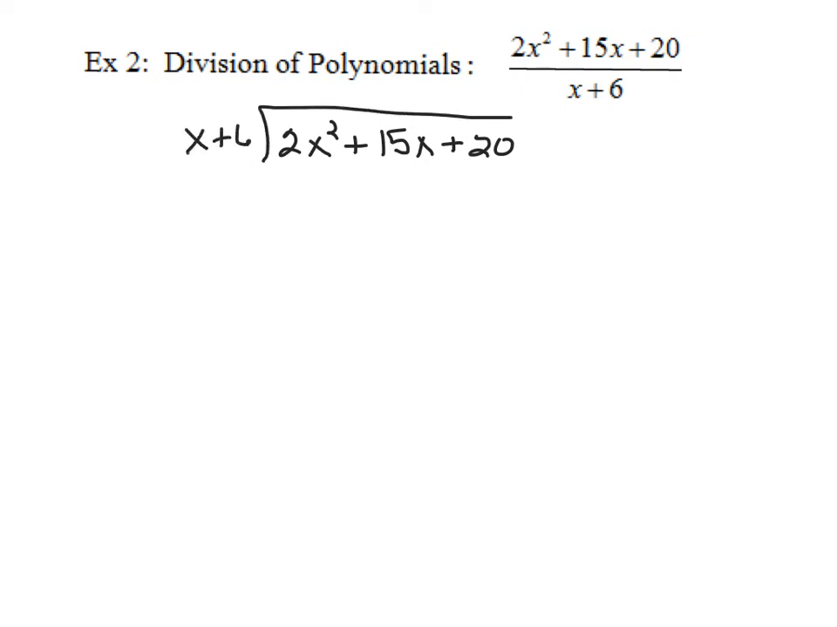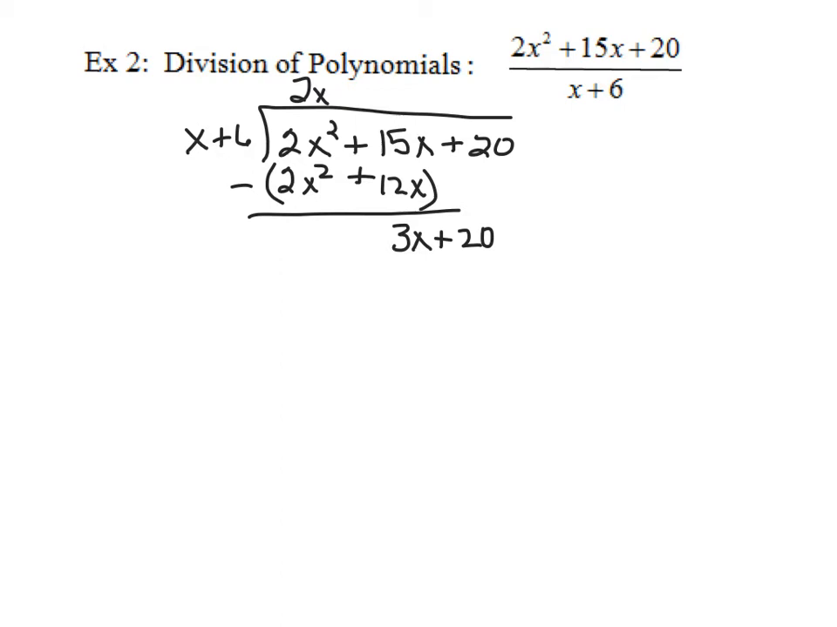So I want to divide 2x squared plus 15x plus 20 by x plus 6. So I always write the numerator divided by the denominator. Start with that 2x squared and say, can we divide 2x squared divided by x? That's going to give me a 2x. 2x times x is 2x squared. 2x times 6 is plus 12x. Subtract this line from the first line and I get 3x plus 20.